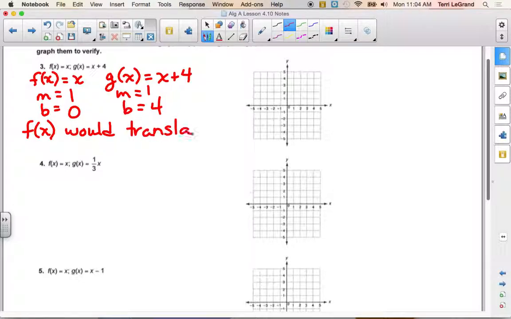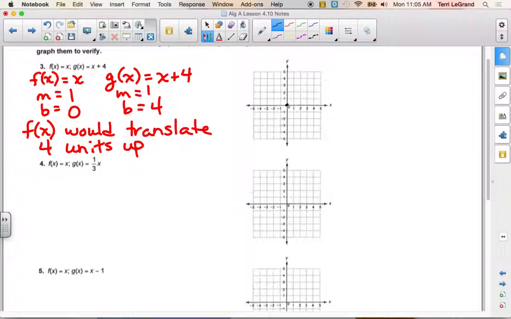but when we talk about it translating, we have to say how much and what direction. What do you think, Josh? 4 units up. Yeah, should go 4 units up. Why would it go 4 units up, Josh? Why did you make that decision? The y-intercept is 4. Yeah, the y-intercept went from 0 to 4, so it's at 0 and it's going up to 4, so we're thinking it should translate 4 units up. Okay, let's graph them and see if that's what happens.